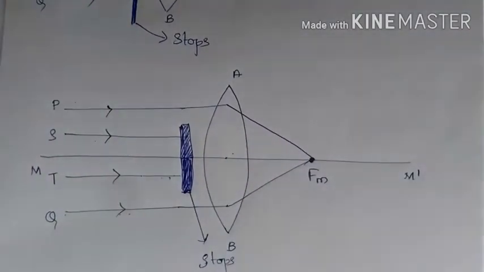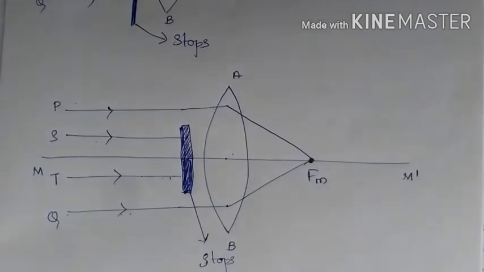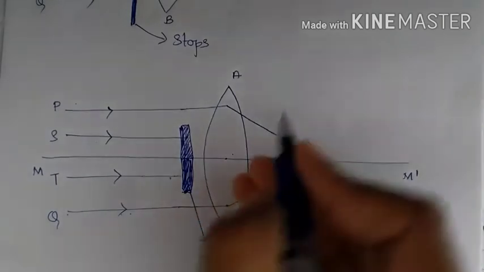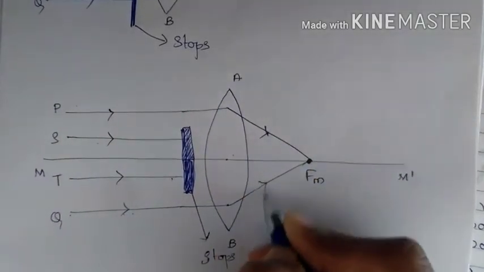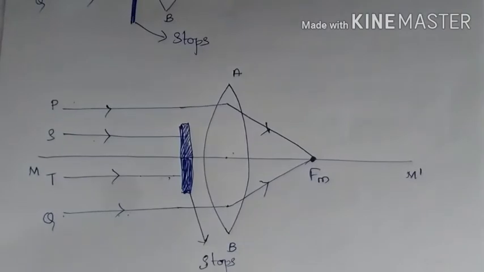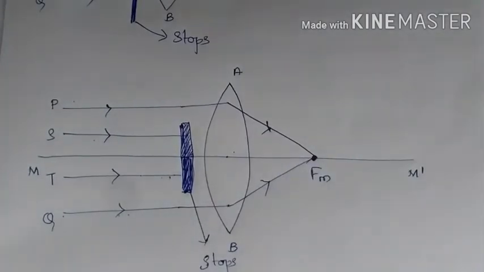As I already said, FM is near to the lens surface, whereas FP is far from the lens surface. So if you draw the diagram for spherical aberration, you have to keep this in mind. FM will be near to the lens surface and FP will be far from the lens surface. So P and Q rays will meet at a point FM. This FM is the focal point for the marginal rays.